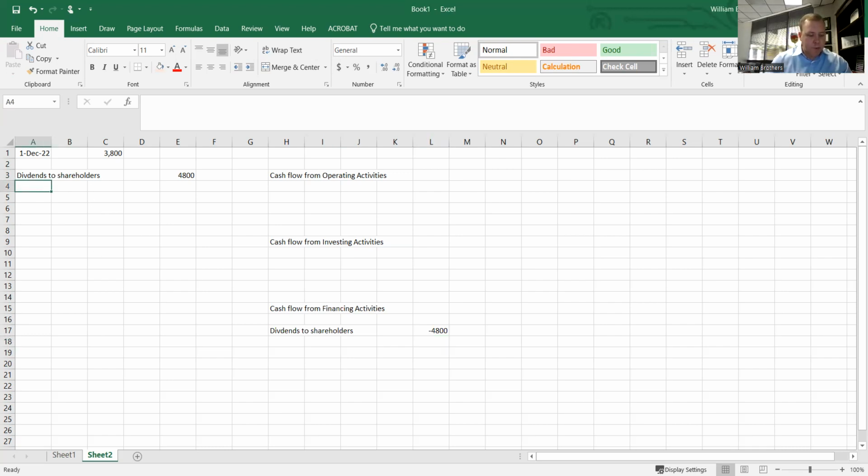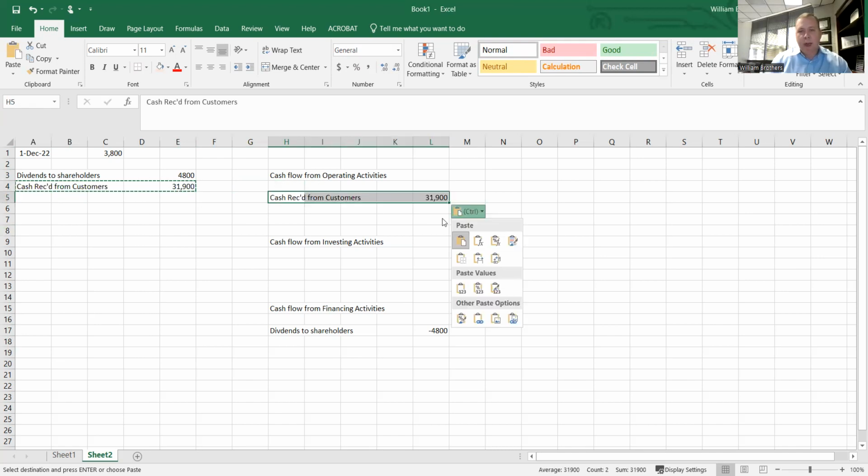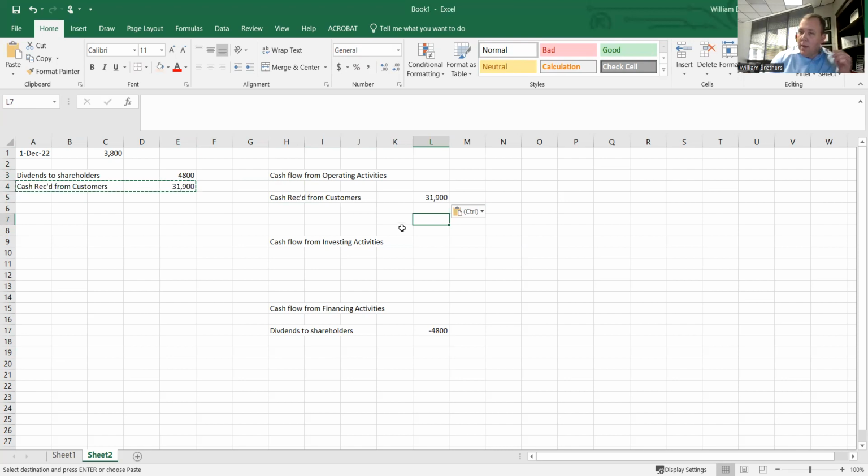Cash received from customers in the amount of $31,900. Extra zero there. I'm going to put that over here in operating activities because that is very much a revenue transaction. That's going to be something that is an inflow of cash, and the other side of that transaction would have been an inflow to revenue.